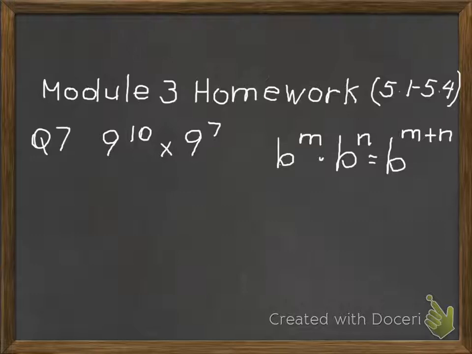Okay, so this means that following this rule, where our b's are 9 and our m is 10 and our n is 7, we can write this as 9 raised to the power of 10 plus 7. We add the exponents. When we multiply like bases, we add the exponents. And that is the same as 9 to the power of 17. And that's the answer.